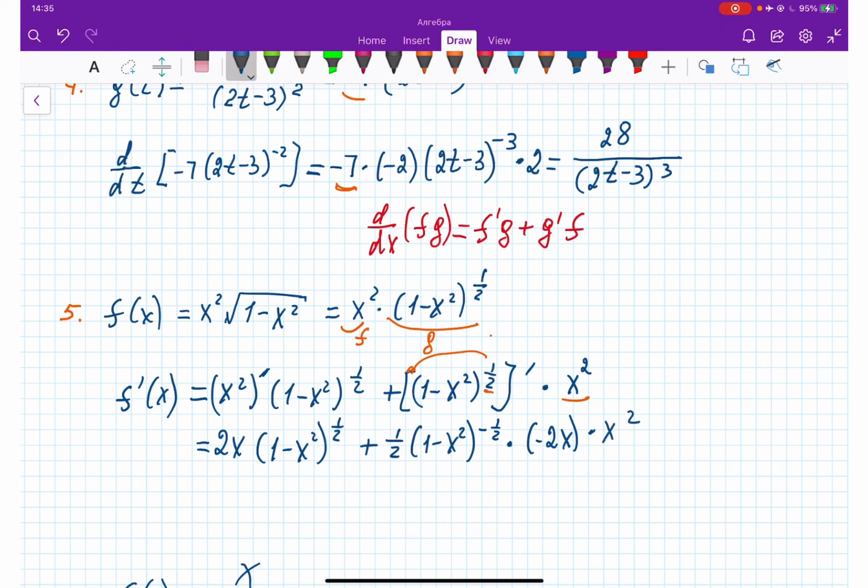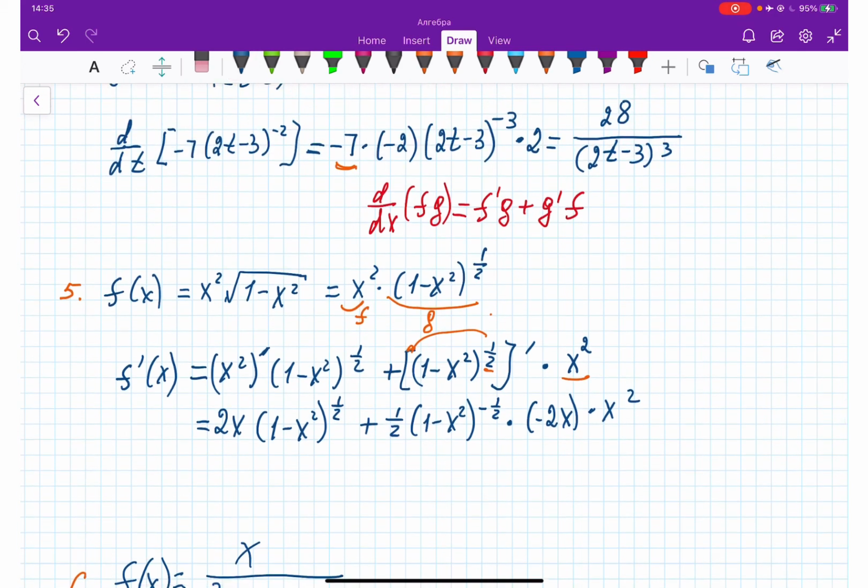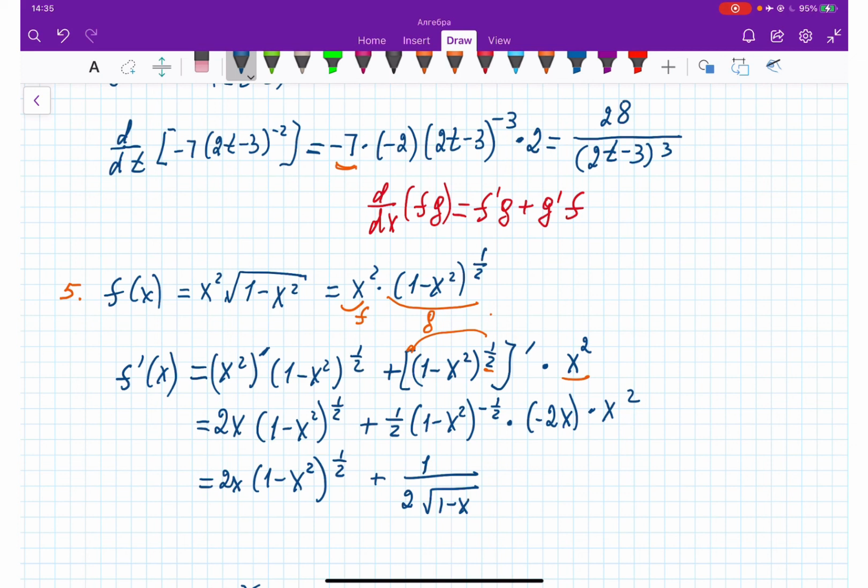So the result is equal to 2x times (1 minus x squared) to the power 1/2, plus (1 minus x squared) to the power negative half, which is 1 over 2 square root of 1 minus x squared, multiplied by negative 2x. Since we have negative 2x, instead of this plus I can put minus, here will be 2x, and then times x squared.